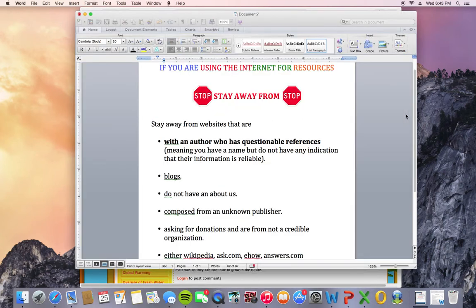So here are a couple of things to watch out for when you're using the internet for resources. Try to stay away from any websites that have an author who has questionable references, kind of like A.K. Streeter. I didn't know who A.K. Streeter was. I didn't know if she was a professional or a scientist, or if her studies were warranted or trustworthy numbers. But again, kind of like how I took A.K. Streeter's information and typed it into Google and it gave me a reliable website, you can do it that way as well. Stay away from blogs.